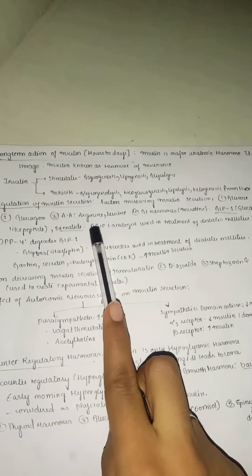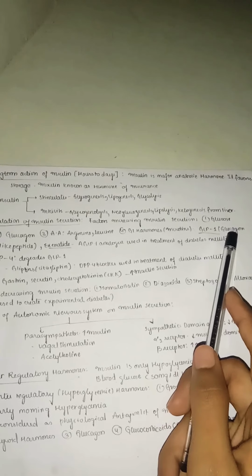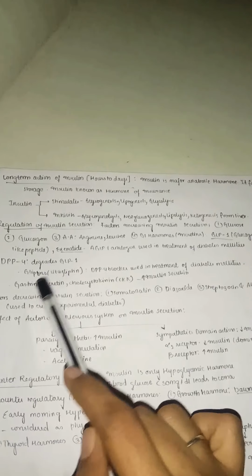Regarding regulation of insulin secretion, the factors which increase insulin secretion are mainly glucose, glucagon, amino acids like arginine and leucine, and also gastrointestinal hormones like incretins, especially GLP-1, glucagon-like peptide. There is also a compound like exenatide, a GLP-1 analog. It is used in the treatment of diabetes mellitus, because these increase insulin. If insulin is more, then of course it is beneficial for diabetes mellitus patients, so that their hyperglycemia will be gone.